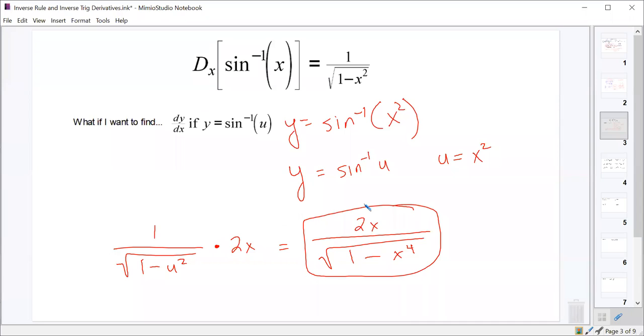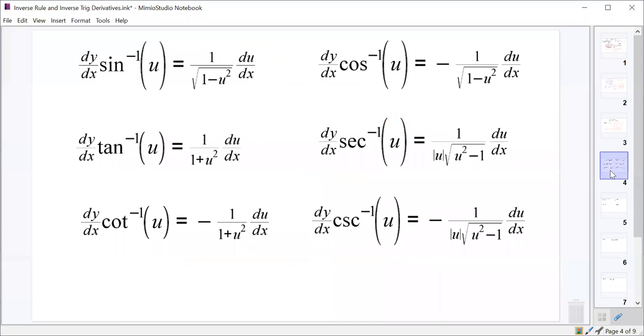Good. Cool. All right. Now there are 5 other inverse trig functions. All 5 of them can be proven, the derivatives can be proven in basically the exact same way, so I'm not going to go through and do all of those. Here are all of the derivatives of the 6 inverse trig functions. You're going to want to know these. And these are the chain rule applications of each of them.